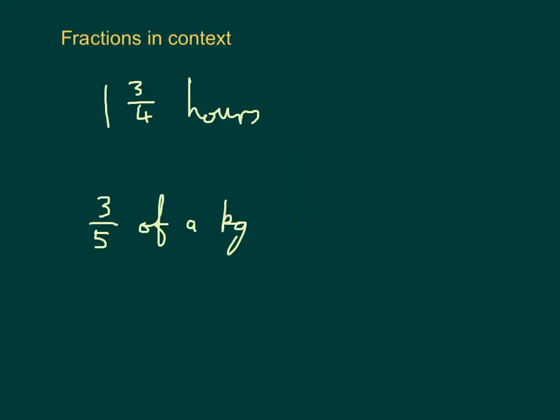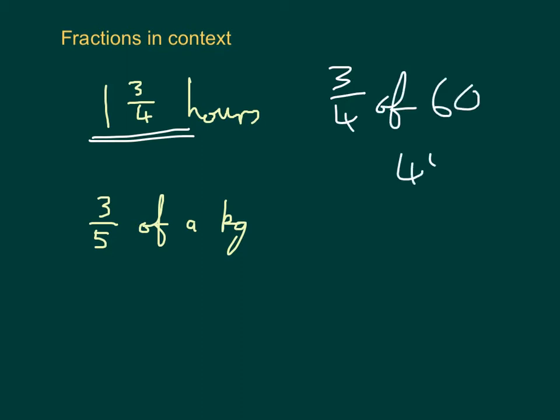The next thing I want to have a look at is fractions in context, or specifically fractions when they're used with measures. So, say for example I'm looking at 1 3/4 hours, and want to know how many minutes that is. Of course, I know that 1 hour is 60 minutes. 3/4 of an hour, I'm finding 3/4 of 60, which is 45. So I'd have to do 45, add the 60 to get my 105 minutes.